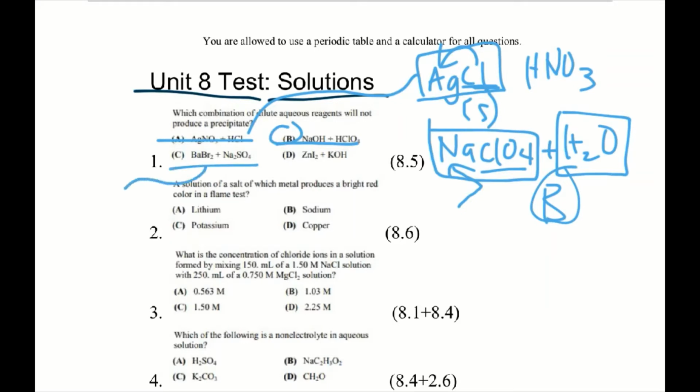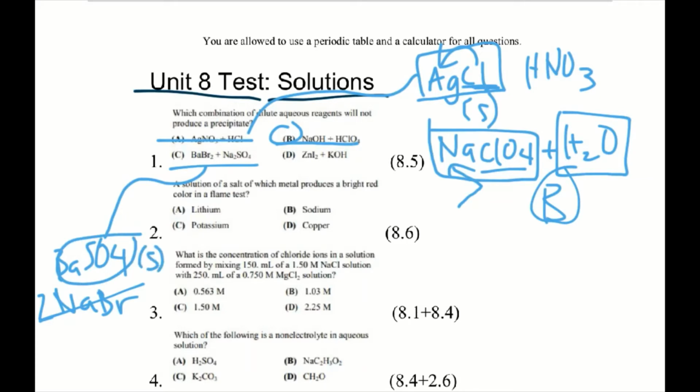C, BaBr2 and Na2SO4. So you will get BaSO4 and 2NaBr. Now this will be soluble, but I think this one will form a precipitate because sulfates form precipitates with barium. Now what about this?